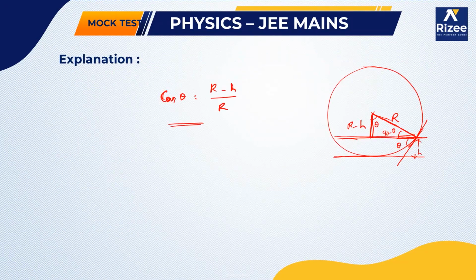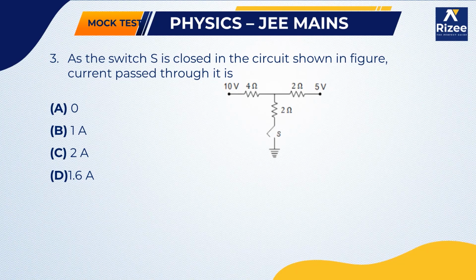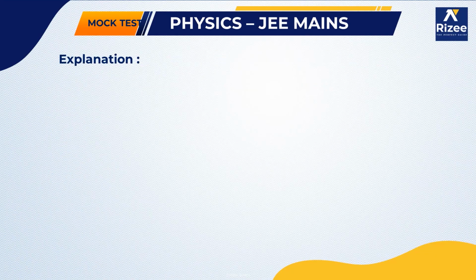Now coming to the next part, that is the third question. As the switch S is closed in the circuit in the figure, the current passing through it. So he is asking how much current is passing. Let me draw this diagram again. In this diagram, he has taken 10 volts over here. Let me name this point A. A 4 ohms resistance is connected here. This is your 4 ohms, and this is the junction point.